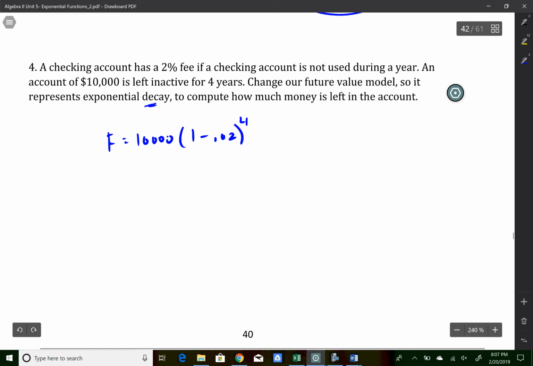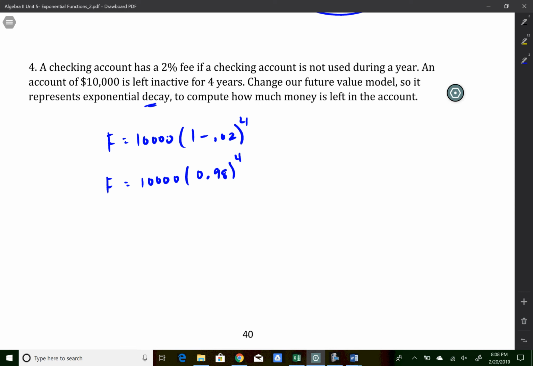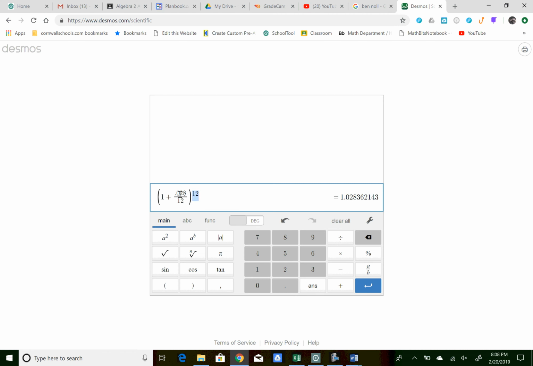Now, if we clean this up a little bit, 1, to make it easier to type into my calculator, and 2, just so we can see, this is going to be a decay model because the base is less than 1. It's one of those values that's between 0 and 1. So then we can go through and just type this into our calculator. That's an easy one for me to do here real quick.